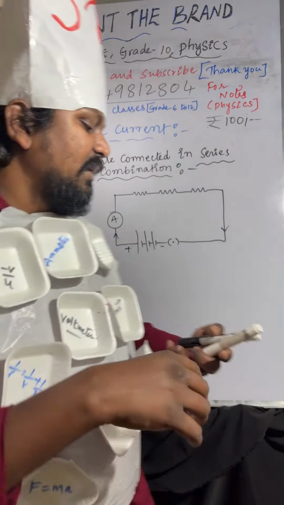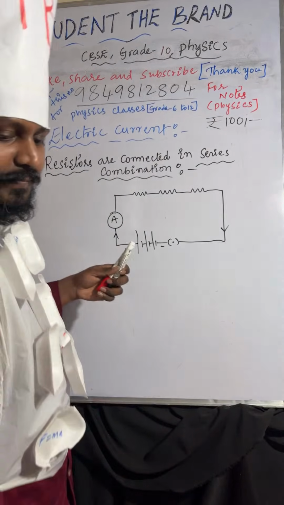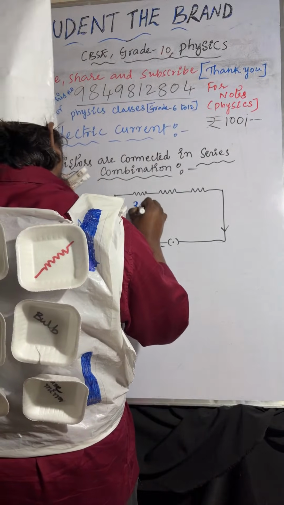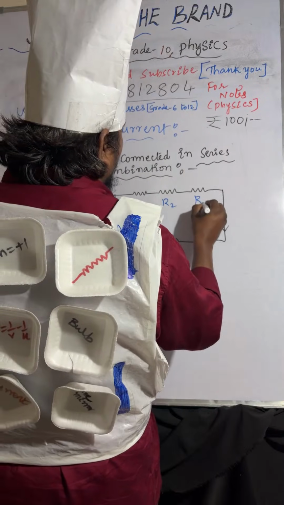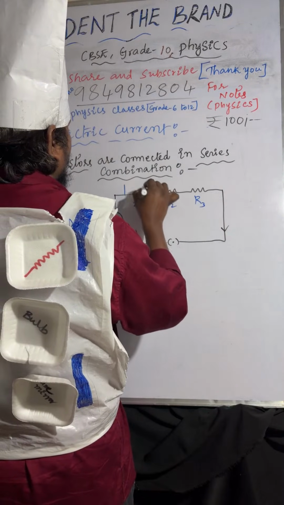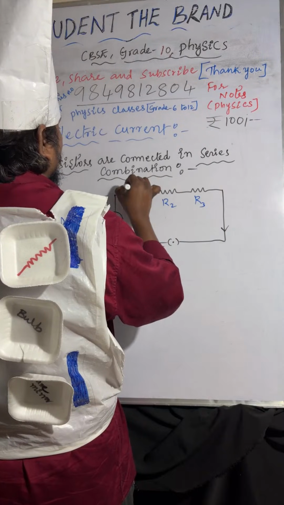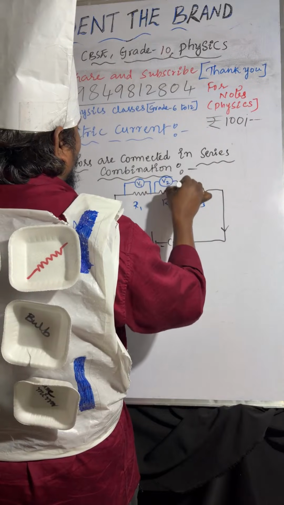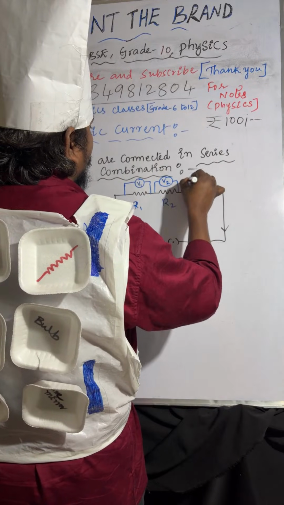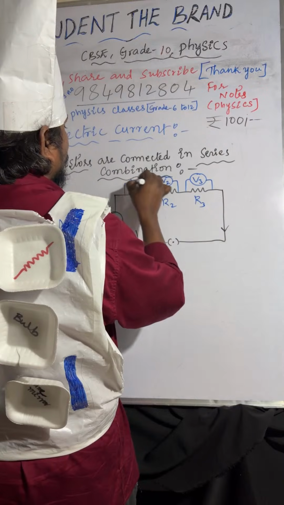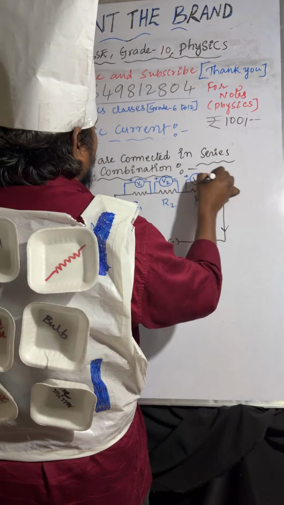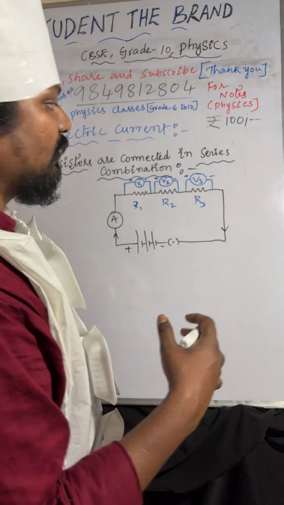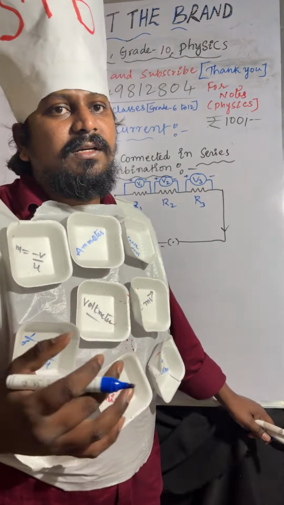Okay, say yes. Now we can take R1. So this is R1, R2 and R3. So across R1 I am connecting V1, and across R2 I am connecting V2, and across R3 I am connecting V3. So like this. Positive terminal, negative terminal, positive terminal, negative terminal, positive terminal, current is flowing like this. R1, R2, R3.